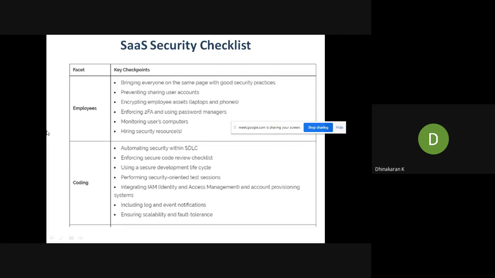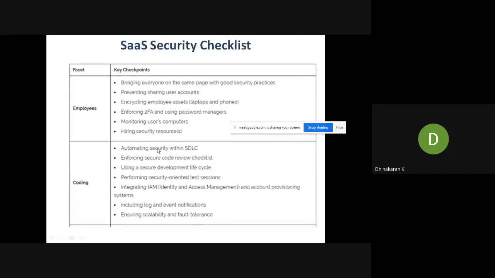What I said at first. For employees, it means getting everyone on the same page with good security practices: preventing sharing of user accounts, encryption. These are the common terminology. Enforcing two-factor authentication, using password managers, monitoring user computers, hiring security resources.